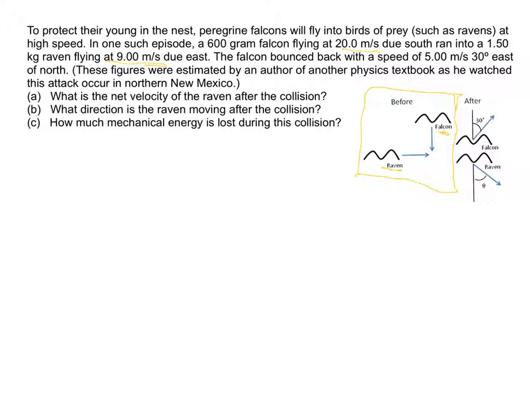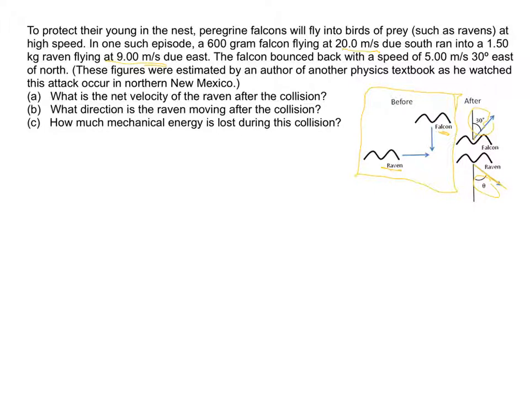As a result of their impact, as you can see, the falcon is going to bounce off, moving both north and a little bit east after the collision, 30 degrees east of due north. And then the raven is going to be moving south and east after the collision, at some angle theta east of due south.